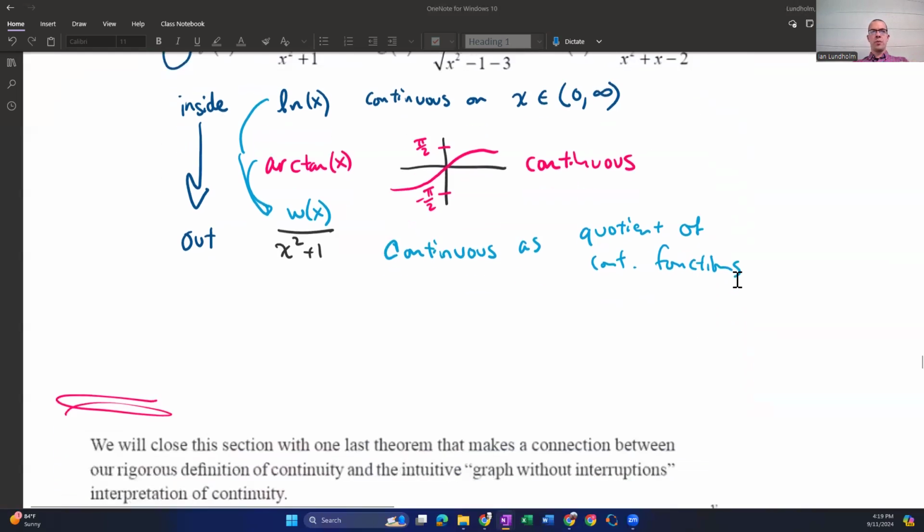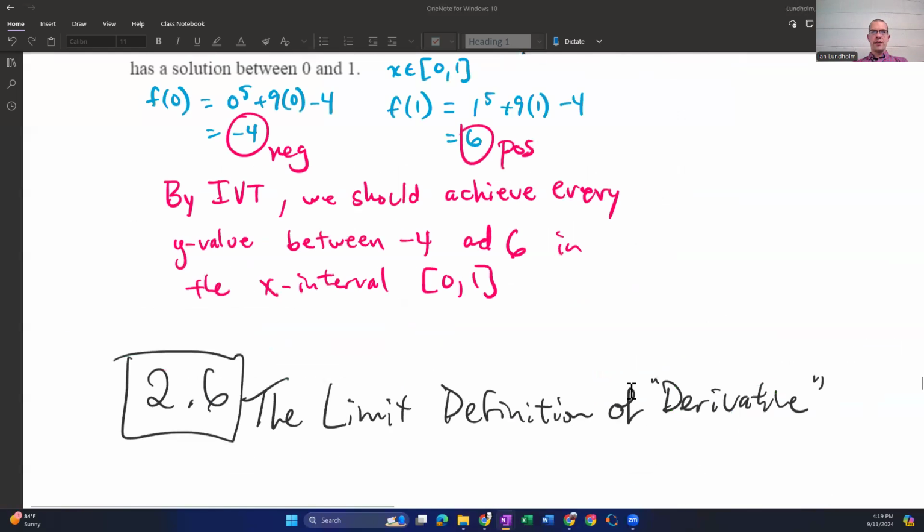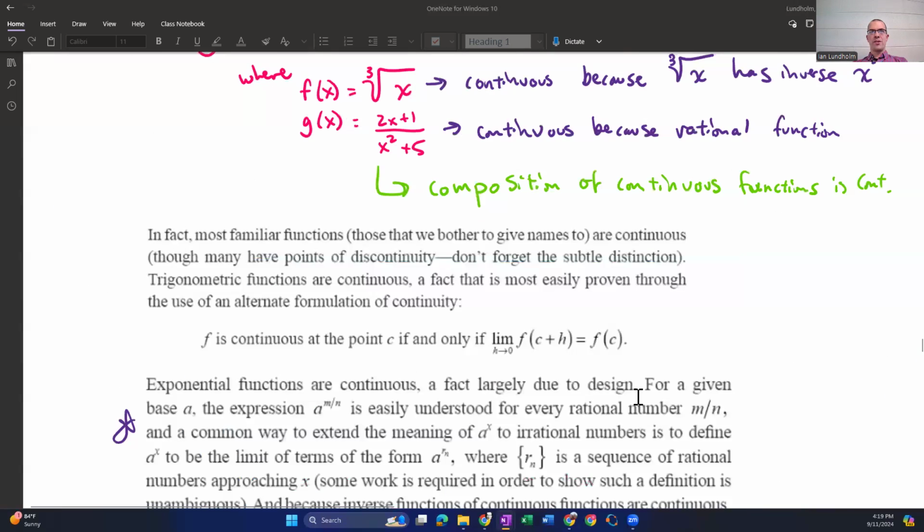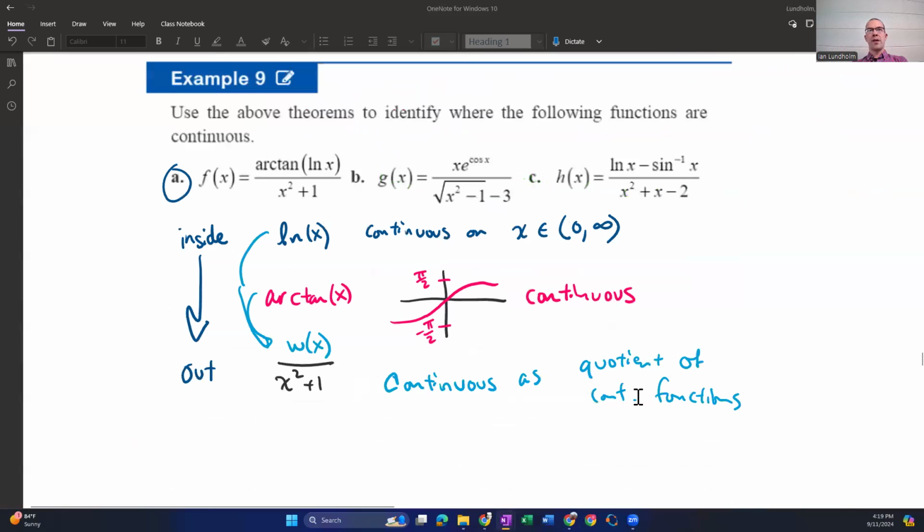Next class, next week, we'll start on the intermediate value theorem and we'll look at the limit definition of the derivative. So there's some very exciting stuff coming up ahead.